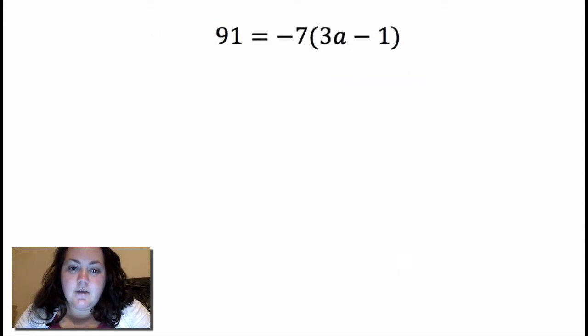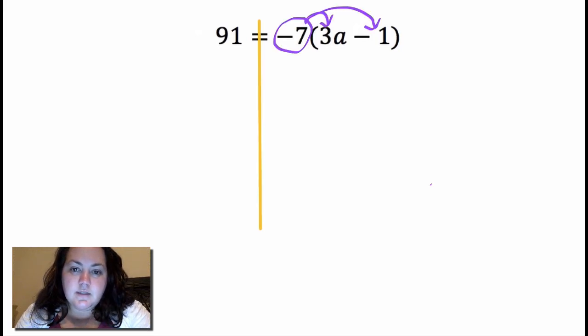Alright, the next one I have 91 equals negative 7 times (3a minus 1). I need to distribute the negative 7 to both terms inside the parentheses. So I'm going to do negative 7 times 3a. It's going to give me negative 21a. And negative 7 times negative 1. Well, negative times negative is a positive. So it's going to give me positive 7.